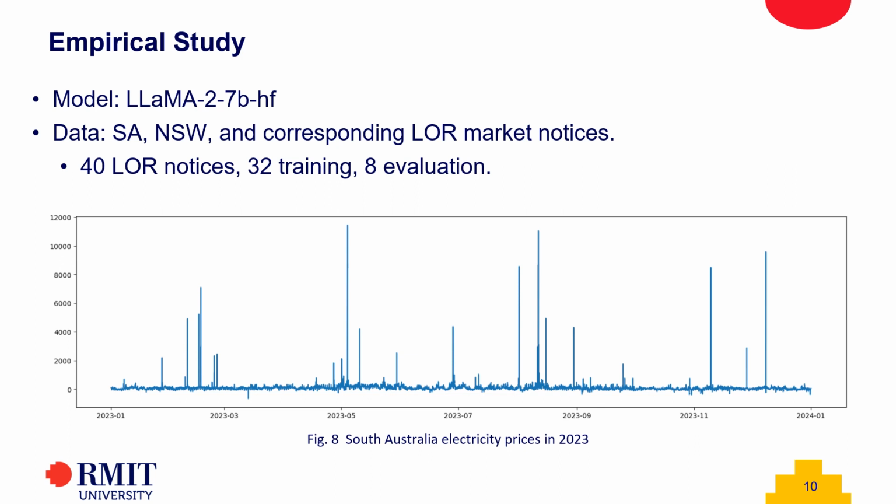The electricity price data was collected at a frequency of 1 point every 5 minutes, and we set a peak electricity price threshold of 4,000 Australian dollars per megawatt to identify periods showing price spikes. For these same periods, we also collected a total of 40 lack of reserve market notices. These data and notices were split, with 32, or 80%, used for training the model, and 20% reserved for evaluation purposes.